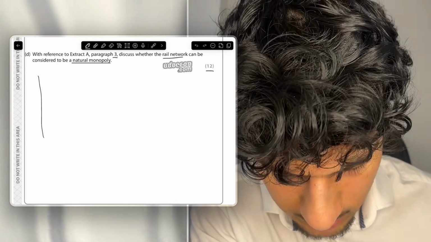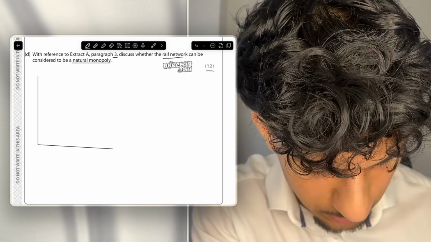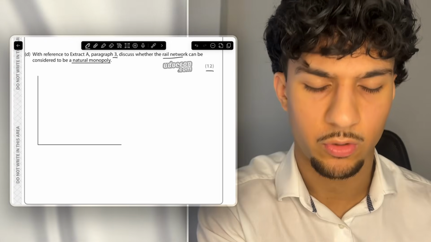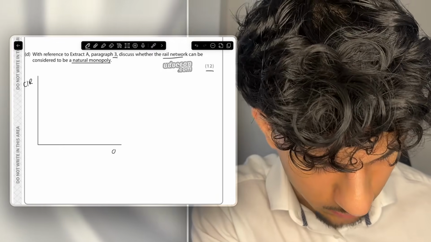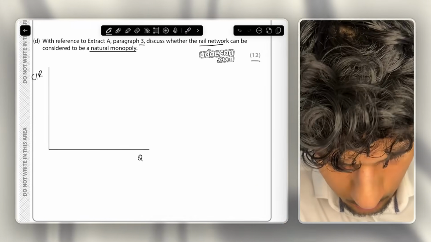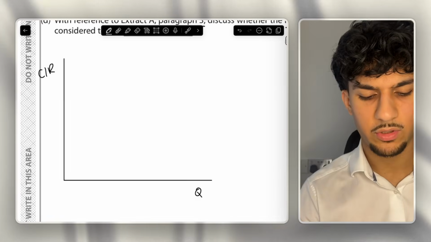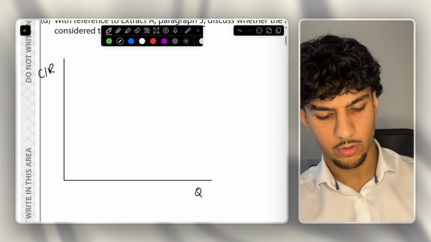Of course, this is 12 marks. We're going to be drawing the diagram here, as it really does help to explain. It just puts all that theory into context. So cost/revenue on your y-axis, then quantity on your x-axis, output, whatever you want to mention. But now, what is the unique thing about your natural monopoly diagram?